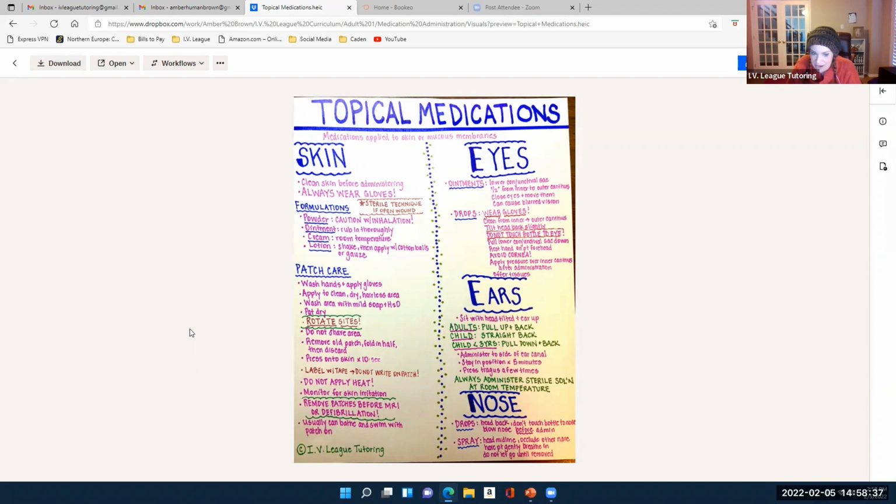Okay. Usually they can bathe and swim with it, no big deal, because if you have to take it off when you're swimming for 5 hours, it kind of defeats the purpose. So most of them are waterproof.